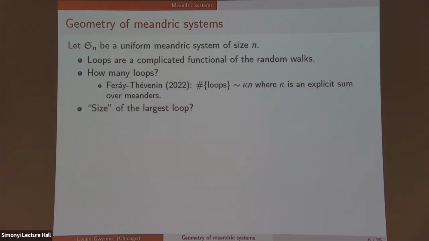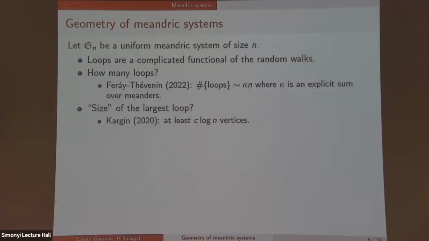Another question we might want to ask is how big is the largest loop of the meandric system? One way of thinking about the size of the loop is to look at how many intersection points with the real line this largest loop has. In this case, things are much less well understood than for the question of the number of loops. It was shown by Kargin that the largest loop of the uniform meandric system has at least C times log n vertices with high probability, where C is some explicit constant.